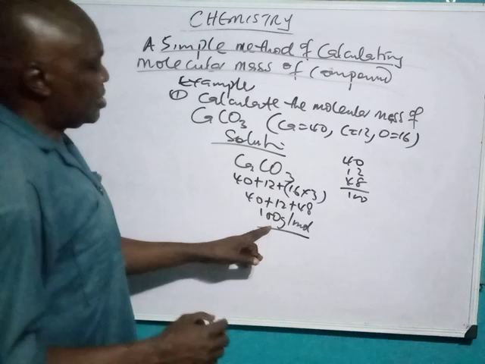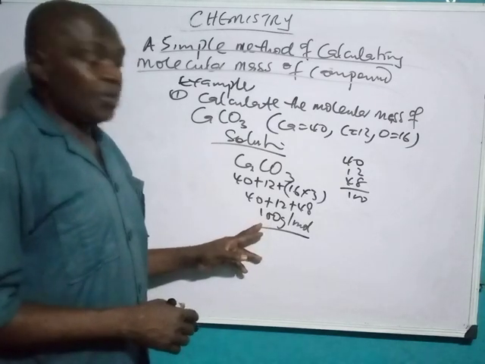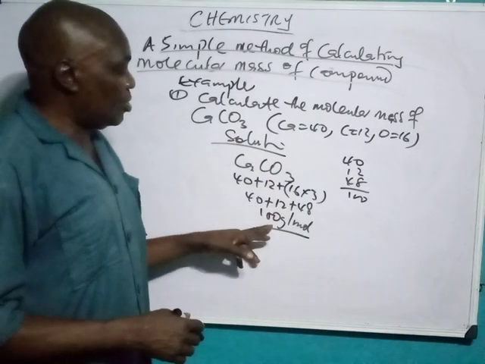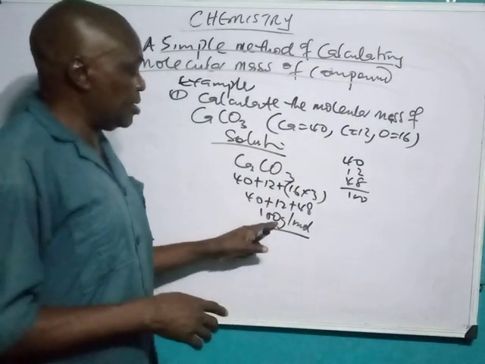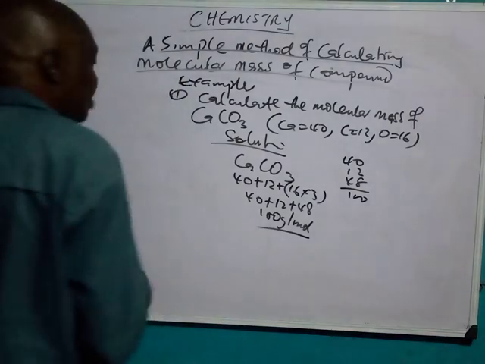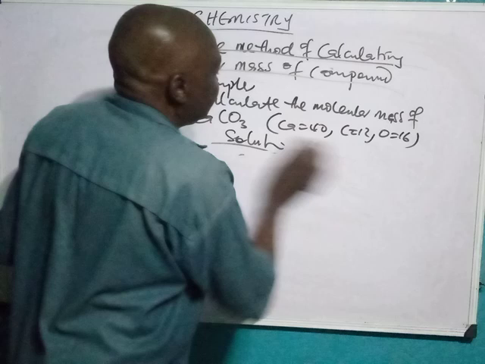So that is the molecular mass, or molar mass, of calcium carbonate. The molecular mass is 100 gram per mole. With this one, we're going to throw about three examples. So let's have a look at another.